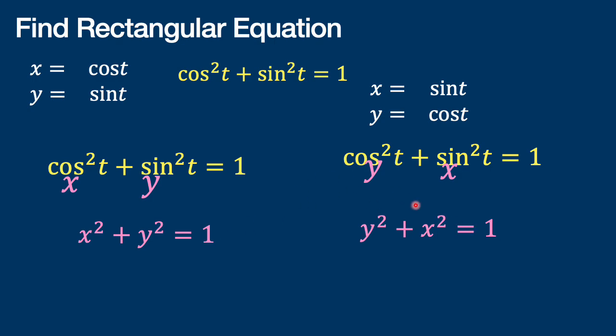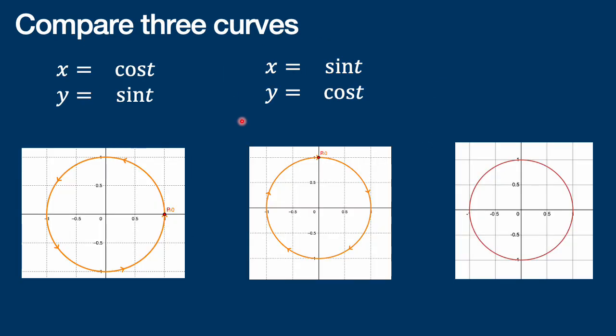Exactly the same rectangular equation. Both of them represent circles with center (0, 0). Radius is 1. But the parametric equations represent different circles. One is counterclockwise, the other is clockwise. That's the strength of parametric equations. Let's see, you're going to see 3 different circles here, guys.